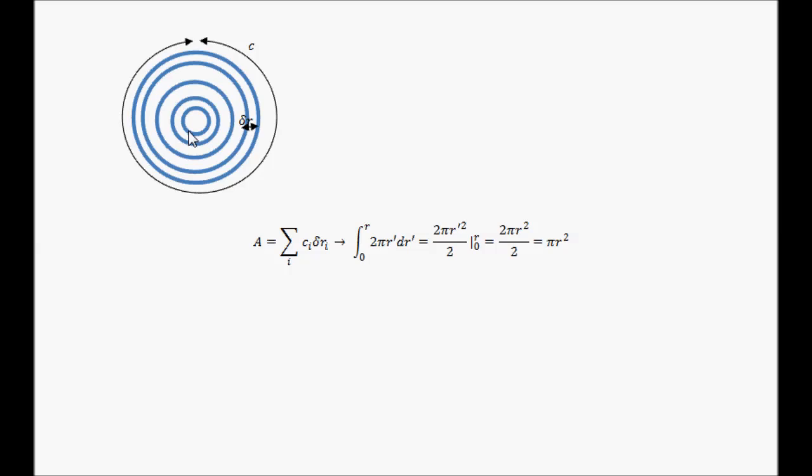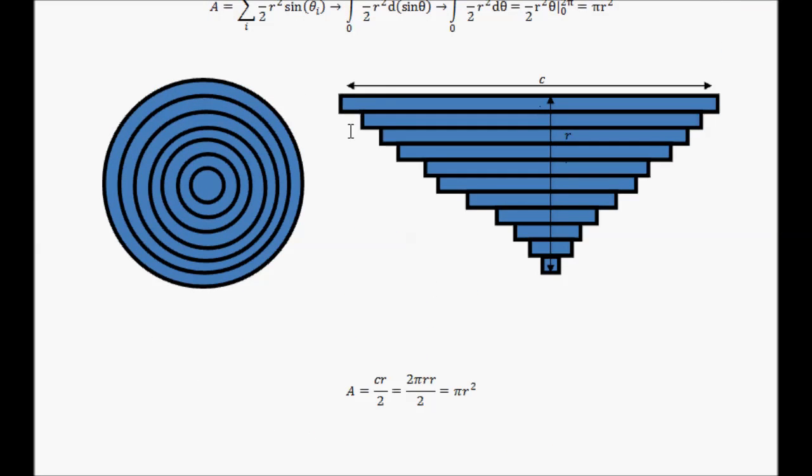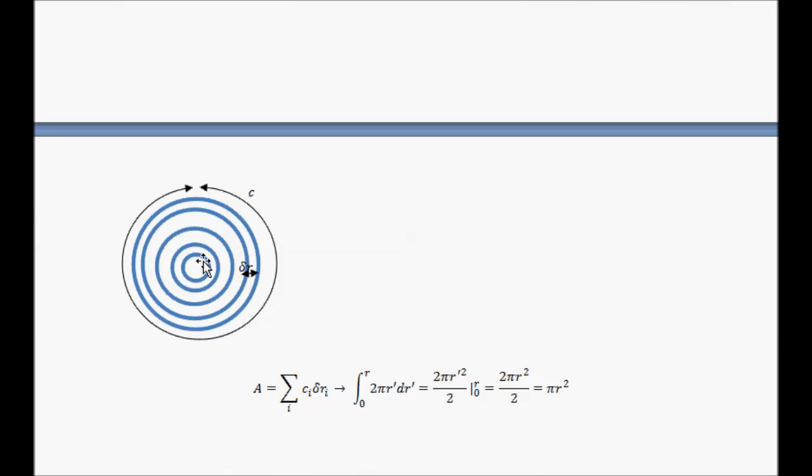So we need to sum up all these infinitely thin rectangles, starting right in the middle and going all the way out. We need to add them all up. So what's the area of each individual strip to begin with? And remember, these are rectangles because of this approximation. There's no curvature because these circles are so close together.